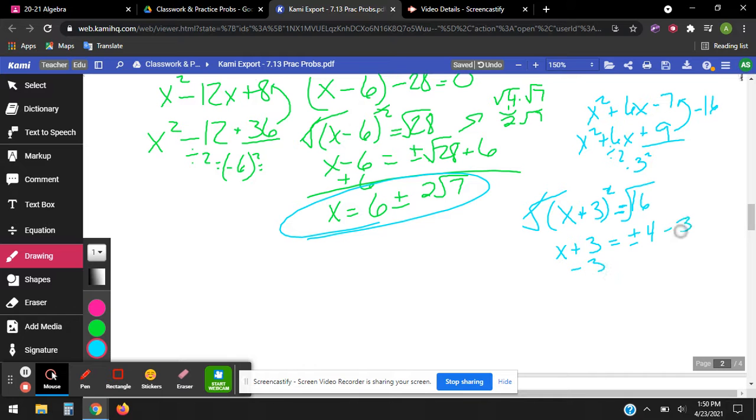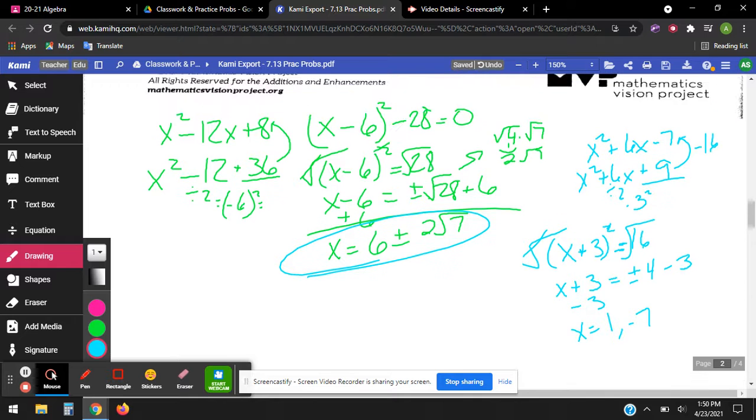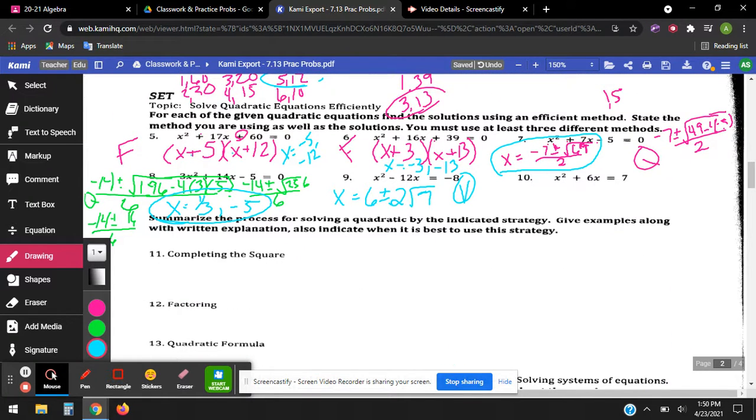Minus 3, minus 3. So 4 minus 3 is 1. Negative 4 minus 3 is negative 7. So it's 1 and negative 7, right? Negative 3 plus 4. Yeah, it doesn't matter if we do each direction. All right, 1 and negative 7. That was vertex 1.